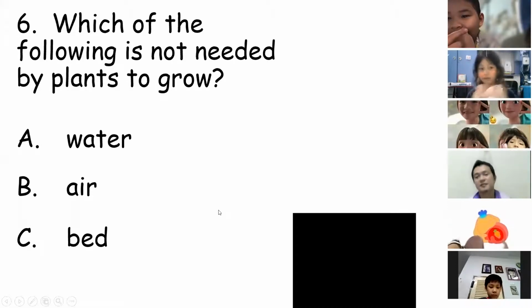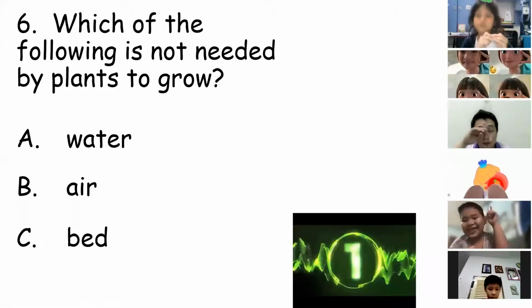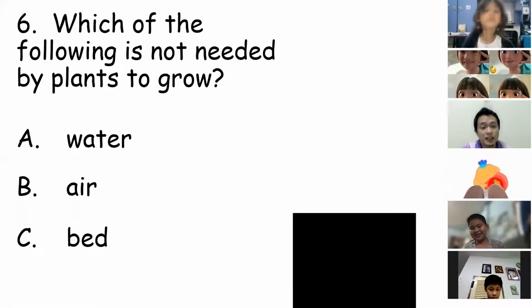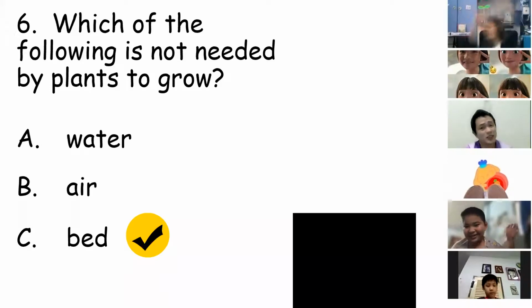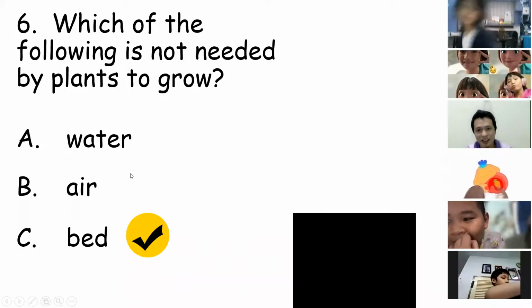Let's see. 5, 4, 3, 2, 1. And the answer is bed. Of course, the plants don't need a bed to grow. Thank you. Your answer is correct.